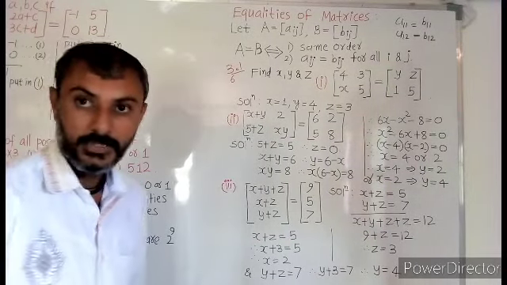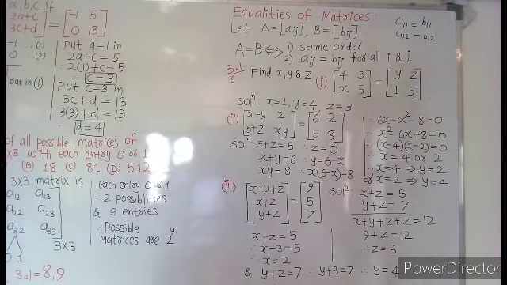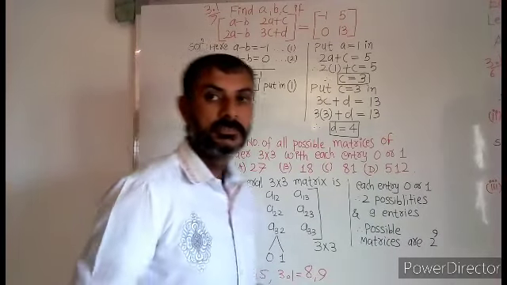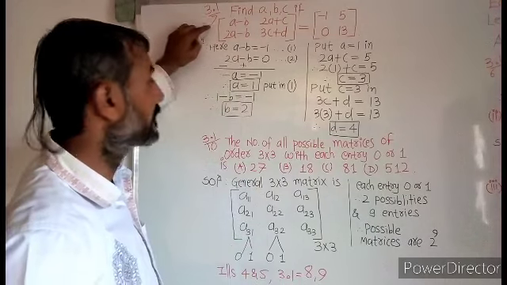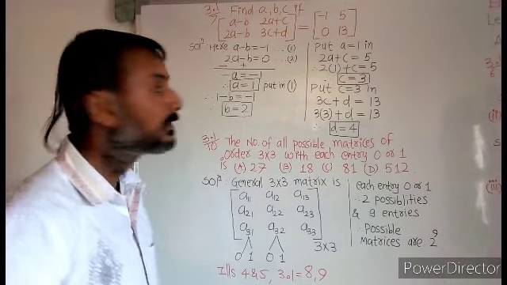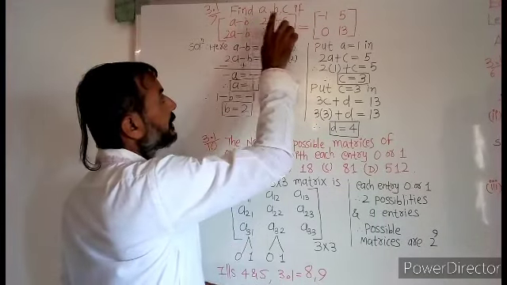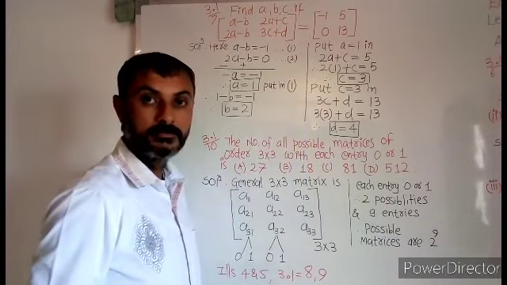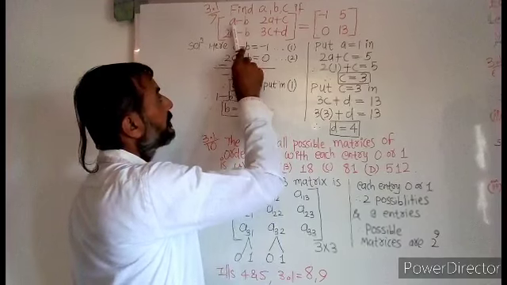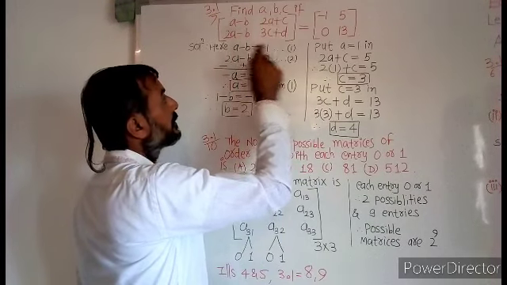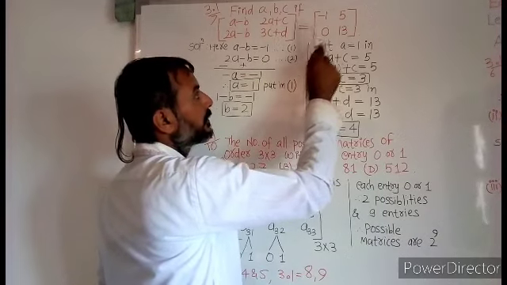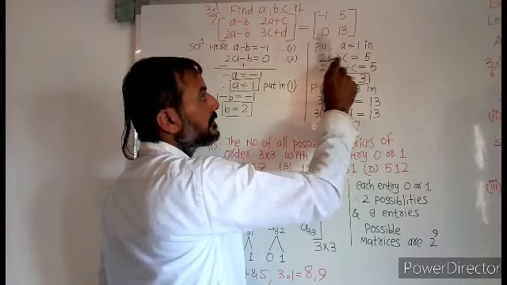Let's do another example. 3.17. Next example. Find a, b, c if two matrices are equal. The two matrices are [a minus b, 2a plus c; 2a minus b, 3c plus d] equal to [minus 1, 5; 0, 13].